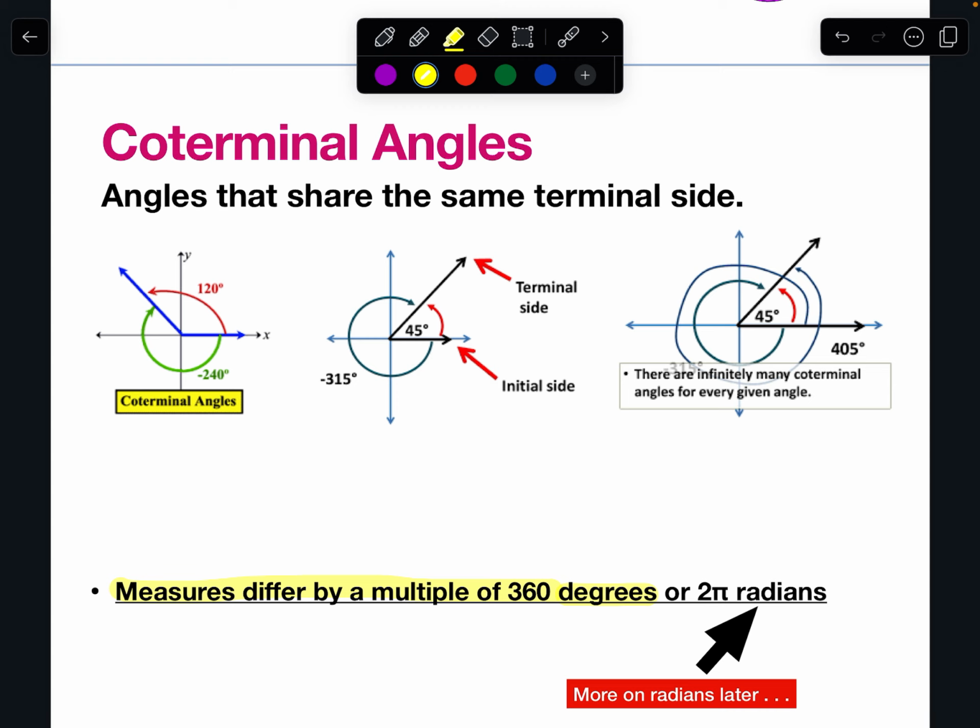In other words, added 360 degrees multiple times. These are beneficial when we start working with some large angles and we don't want to sketch, say, an angle of 1200 degrees and go around that many times. So instead we find a coterminal angle with it that's smaller and easier to sketch, more efficient to sketch, and then we can analyze the behavior of that coterminal angle.